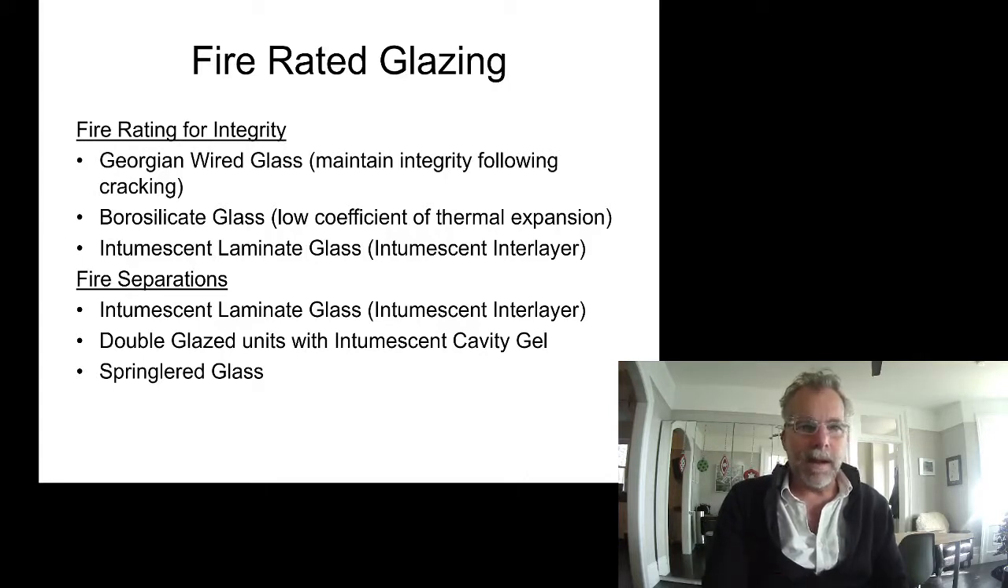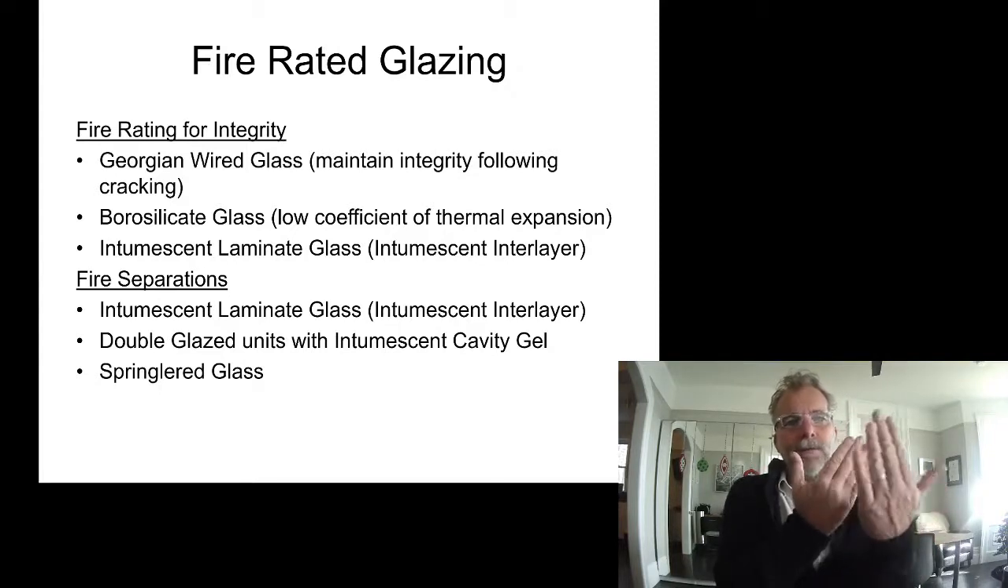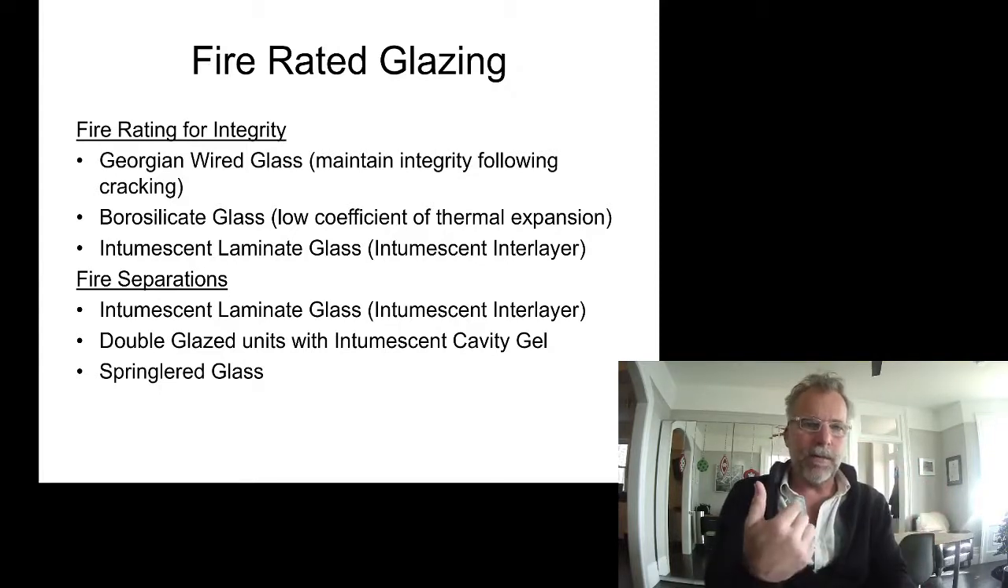That wasn't a design idea. They were wired glass because that was a fire rated door, and you could count on the glass standing up and not voiding the opening. So it prevented passage of gas and smoke through the opening even if the glass cracked because of thermal cracking.